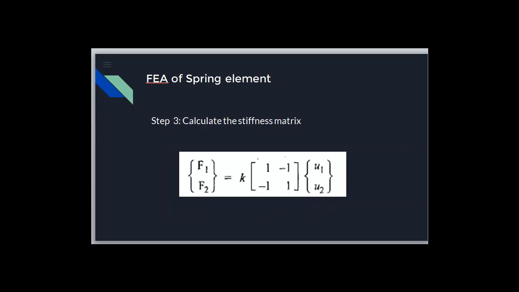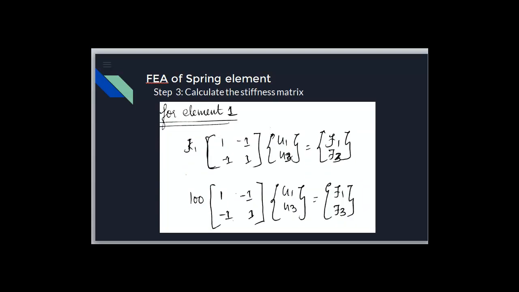And we already know that the finite element equation for the spring element is [F1, F2] equal to K times [1 -1; -1 1], and the corresponding nodal displacement vector is [U1, U2]. After knowing the finite element equation, let us now calculate the values of the stiffness matrix for the spring elements. Since the spring structure has three spring constants K1, K2, K3, we need to calculate a stiffness matrix for elements 1, 2 and 3 using the values of K1, K2, K3.